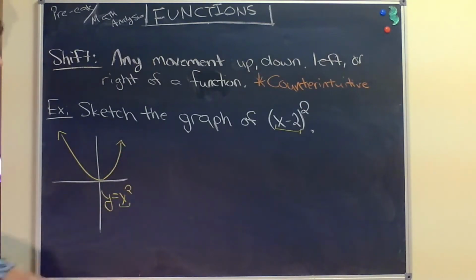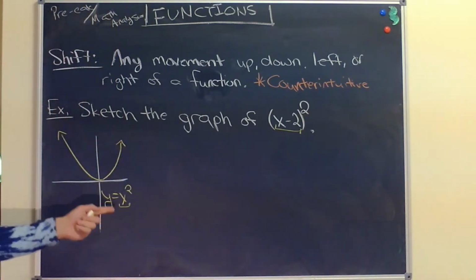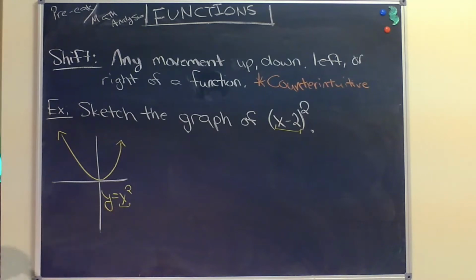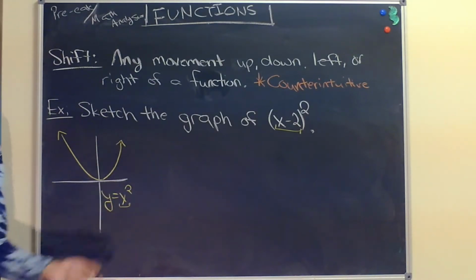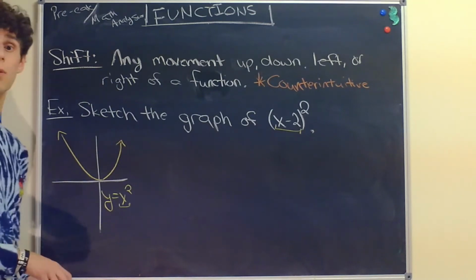So that tells us that we want to shift this parent function 2 units to the right, and that's because we replaced x with x minus 2 here. If we replaced our f of x or our y with y minus 2 here, then it would shift 2 units upwards. But here, we're shifting to the right because we replaced x inside the parentheses with x minus 2.